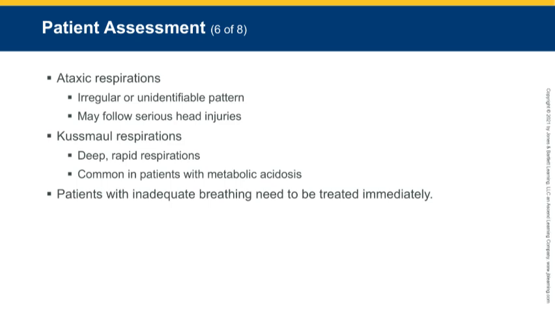Ataxic respirations are completely irregular breathing patterns with no identifiable rhythm, often occurring after severe brain injury. Kussmaul respirations, on the other hand, are deep, rapid breaths commonly associated with metabolic acidosis, such as in diabetic ketoacidosis, DKA. Recognizing these patterns allows EMTs to identify and treat underlying conditions quickly.